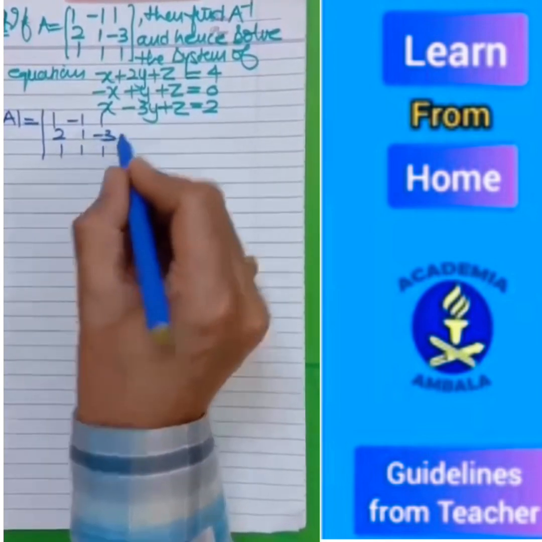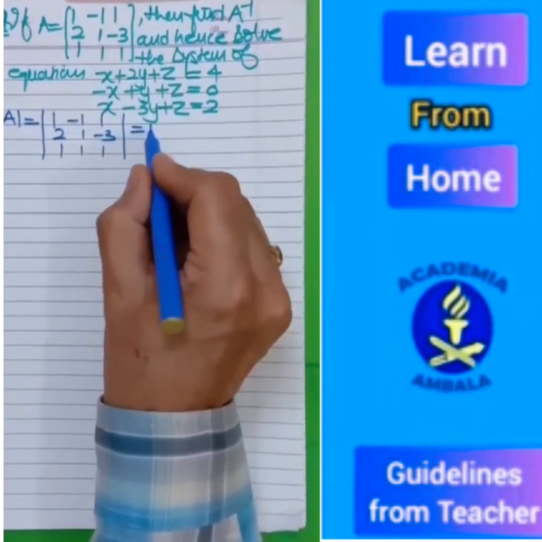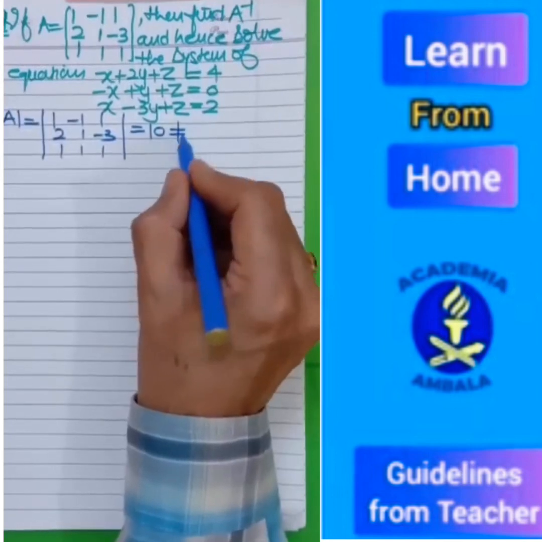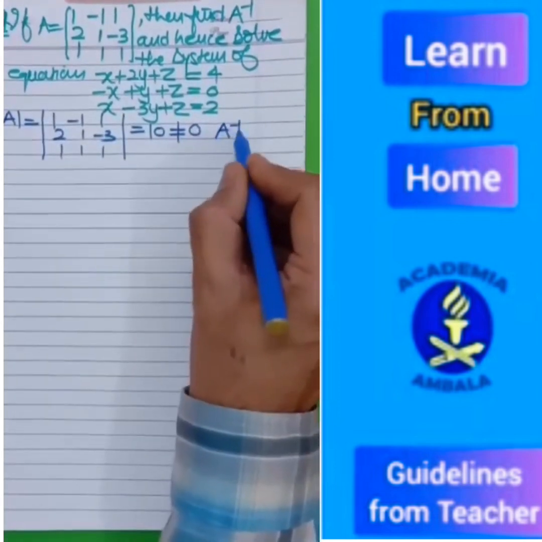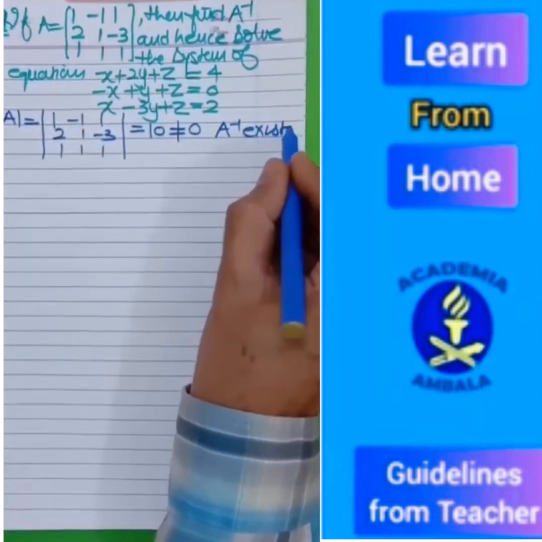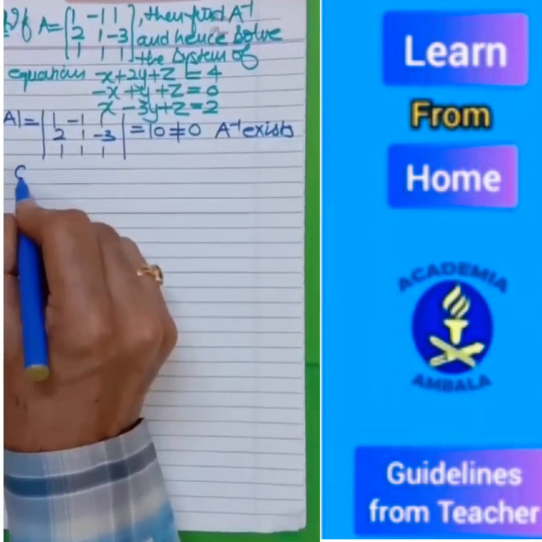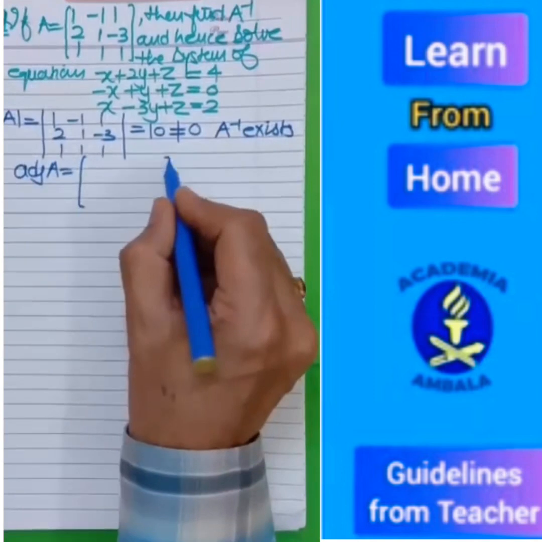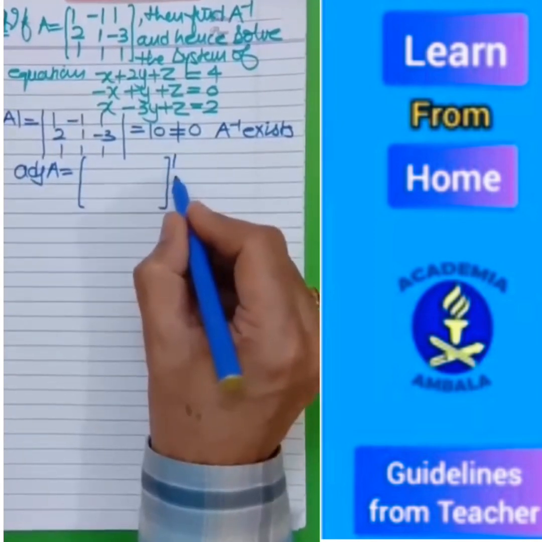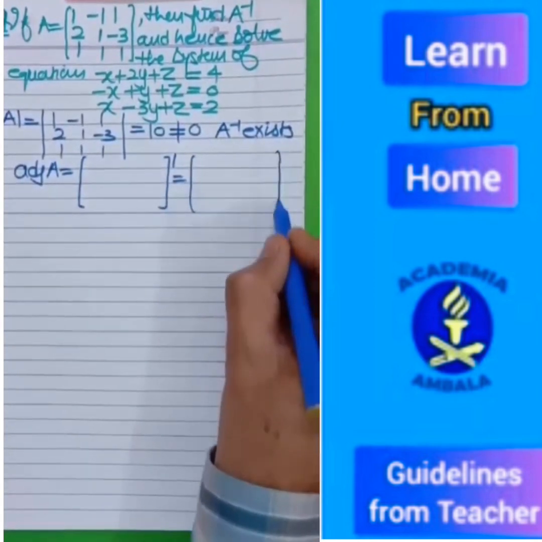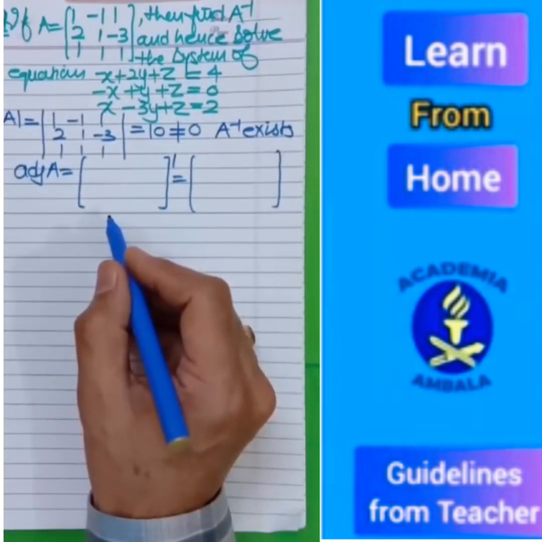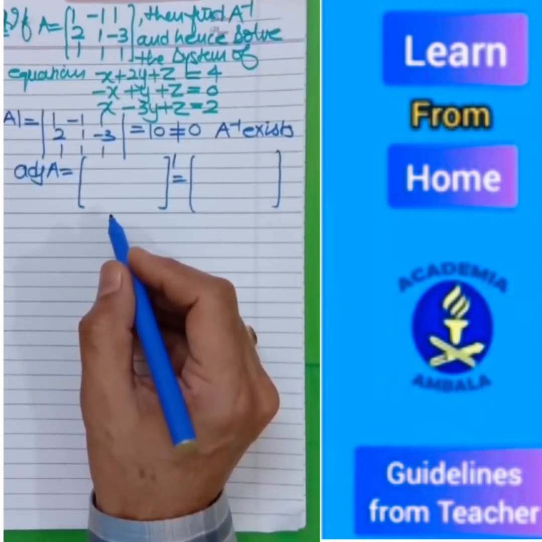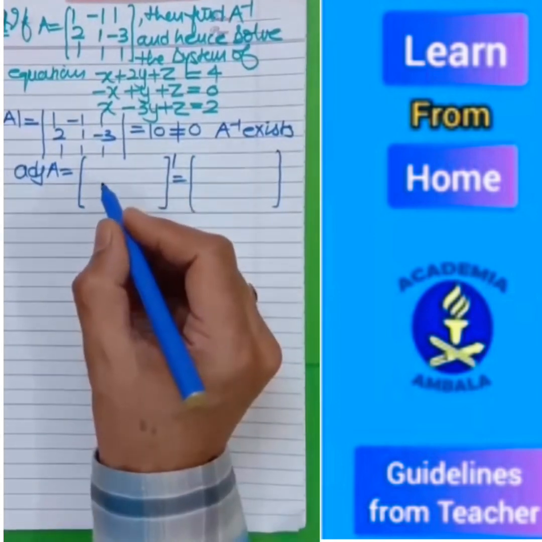When we solve this determinant, we will get 10, which is non-zero. It shows that A inverse exists. In the same way, you have to find the adjoint of A by taking the transpose of the cofactor matrix. Now we have to write all the cofactors. All the cofactors we can calculate in this way.